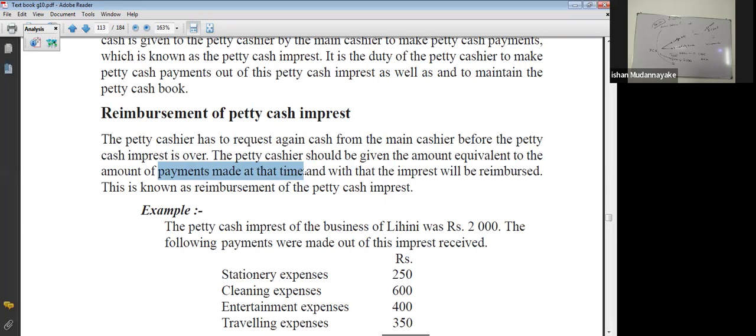Or sometimes an amount equivalent to the last period's amount plus another excess amount may be repaid by the main cashier to the petty cashier, based on requirements. Depending on the situation, the main cashier will pay the required amount to the petty cashier. If Pavitran wants to increase the petty cash amount available with Nehara, Pavitran will pay another excess amount to Nehara. Payments made at that time will be reimbursed.